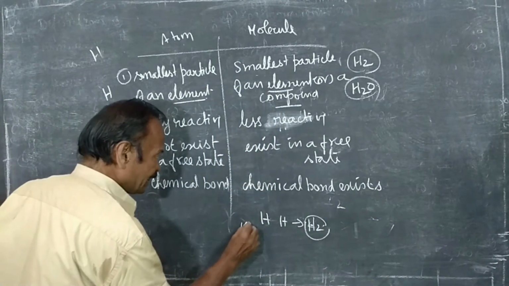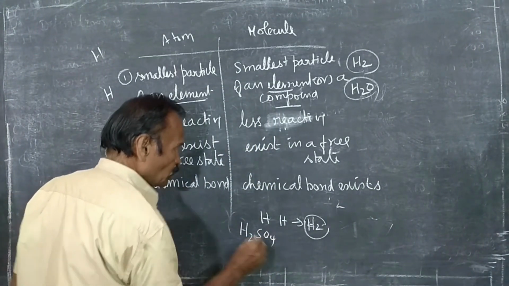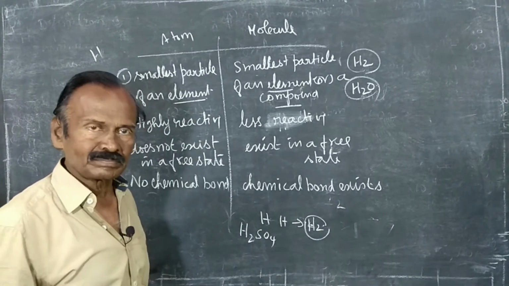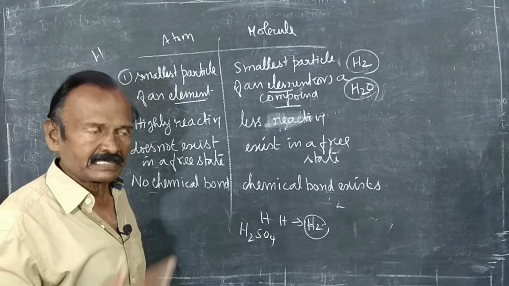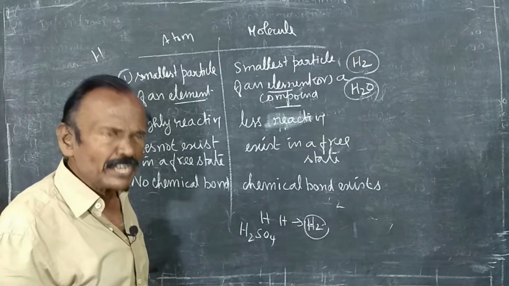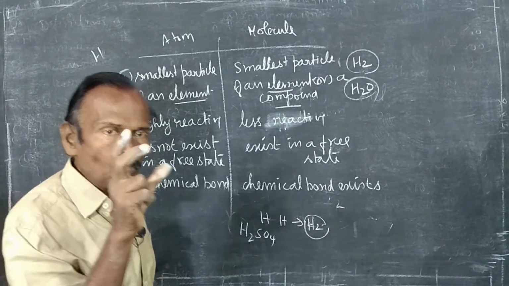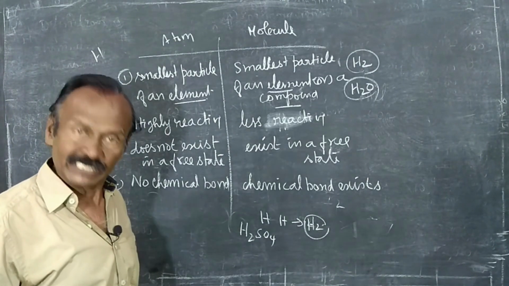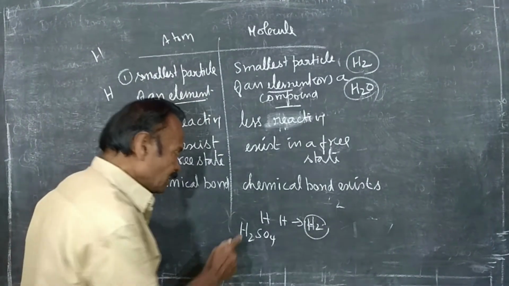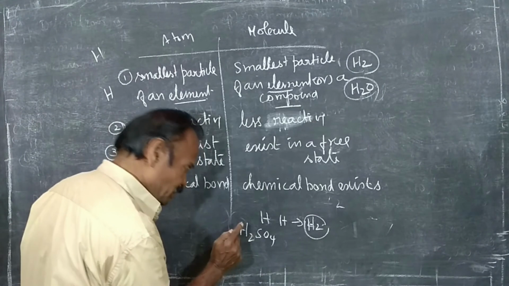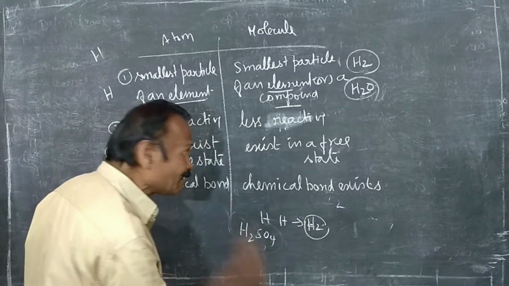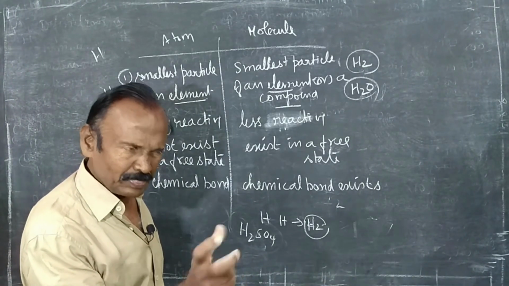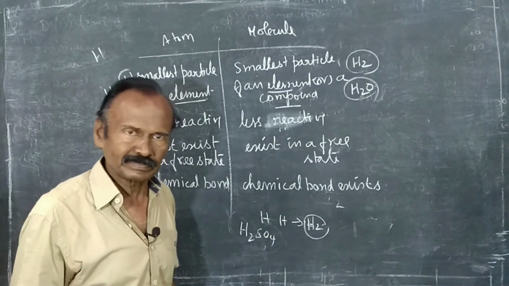So in sulfuric acid, 2 atoms of hydrogen, 1 atom of sulfur and 4 atoms of oxygen, they all combine together and form one molecule of sulfuric acid. So to hold all these 7 together, there must be a bond.